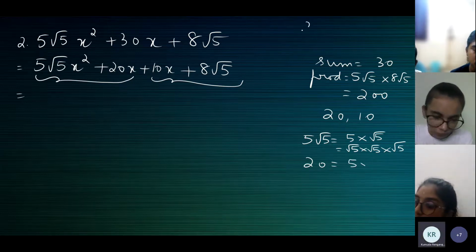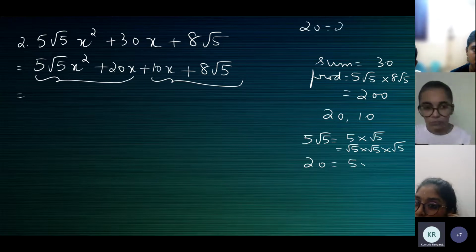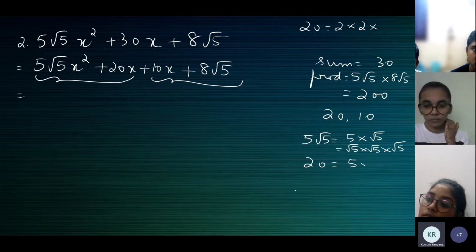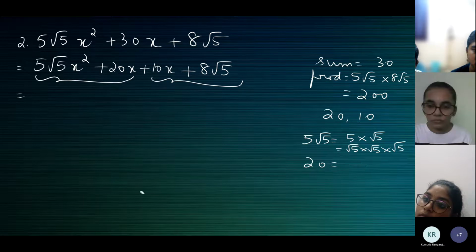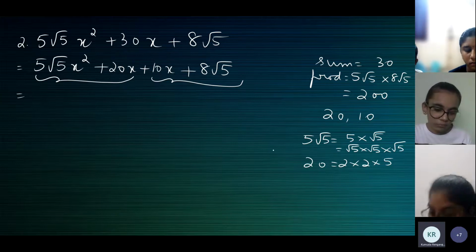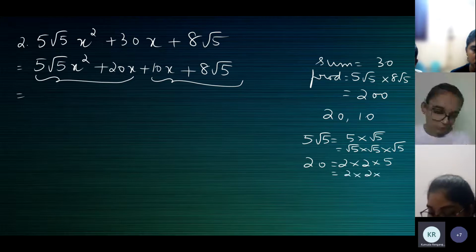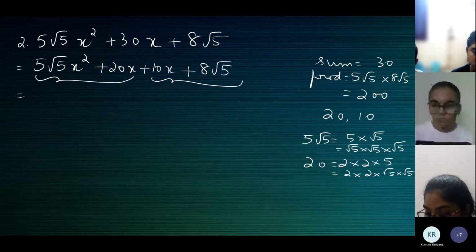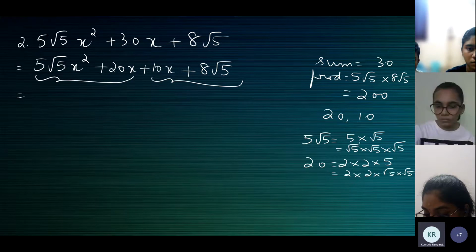Children, don't worry. If you want to write 20 as 2 into 2 into 5, that's fine. Let me write that so that all of us understand clearly. You want to write 20 completely with the prime factors: 20 is 2 into 2 into 5. Now you don't want to do anything with 2 and 2 because the other number has only root 5. So 2 into 2 into root 5 into root 5. What is common? There is 1 root 5.